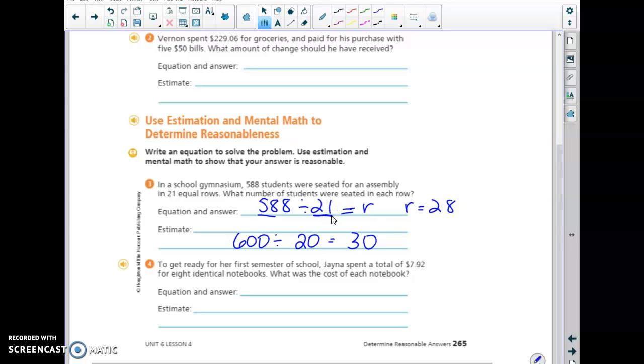Now try number 4. To get ready for her first semester of school, Jana spent a total of $7.92 for 8 identical notebooks. What was the cost of each notebook? Write your equation and your answer, and this time I want you to try the estimate on your own.